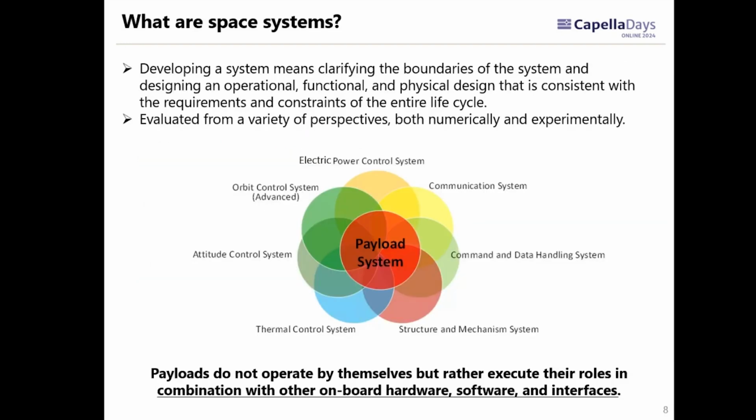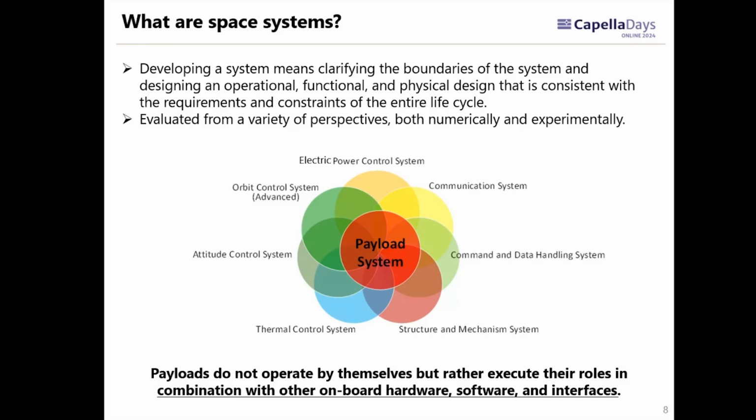So developing such a space system means clarifying the boundary of the system and designing the operational, functional, and physical design that is consistent with the requirements and the constraints of the entire life cycle. This is very important, and this is our understanding. And then evaluating from a variety of perspectives, both numerically and experimentally.